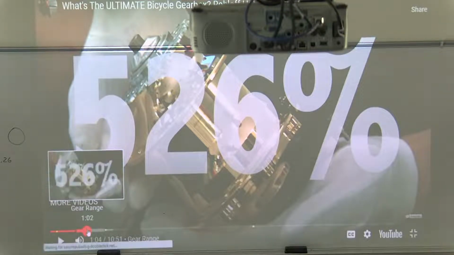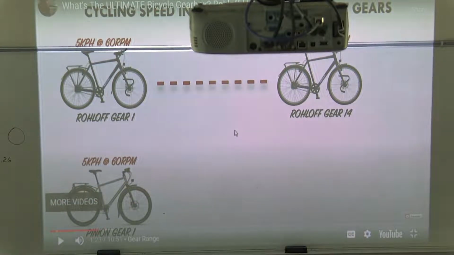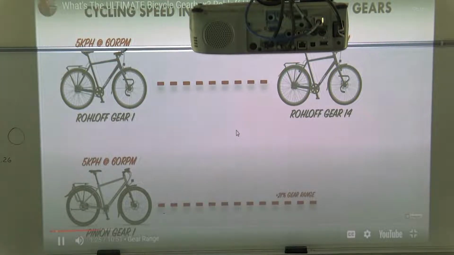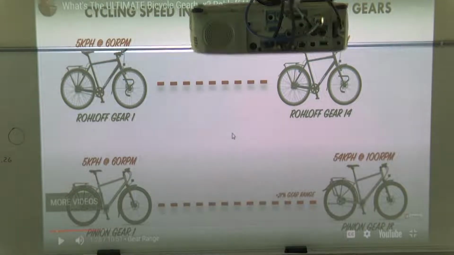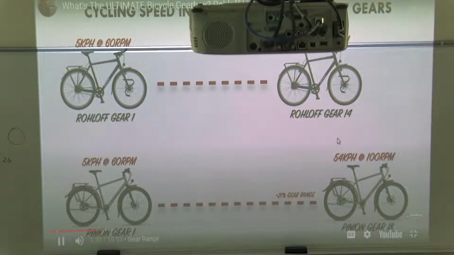And let's see, it has some nice pictures of people. Okay, cycling speed at the lowest and highest. The Pinion gearbox with its extra 21% gear range provides 21% more top end speed. So it looks like the Pinion gives you a higher range. Anyway, it says you can get up to 54 kilometers per hour at 100 RPMs. I'm assuming the 100 RPMs is this. So you can still pedal right up to 54 kilometers per hour.